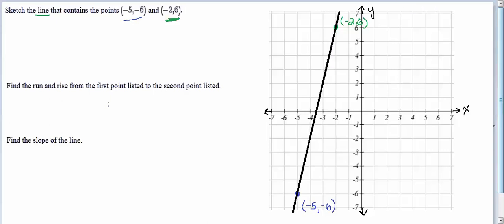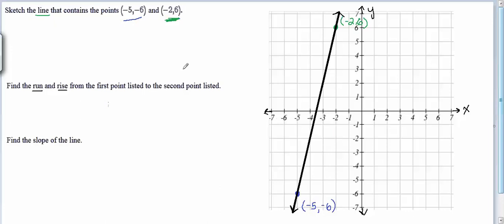And remember, after sketching a line, you always want to take up as much of the coordinate plane as you can and put arrows on both ends of the line, indicating it goes forever in both directions. So we've completed the first part of this question. We've sketched the line. Now they ask us to find the run and the rise from the first point, which is what we put in blue, to the second point, which is what we put in green.